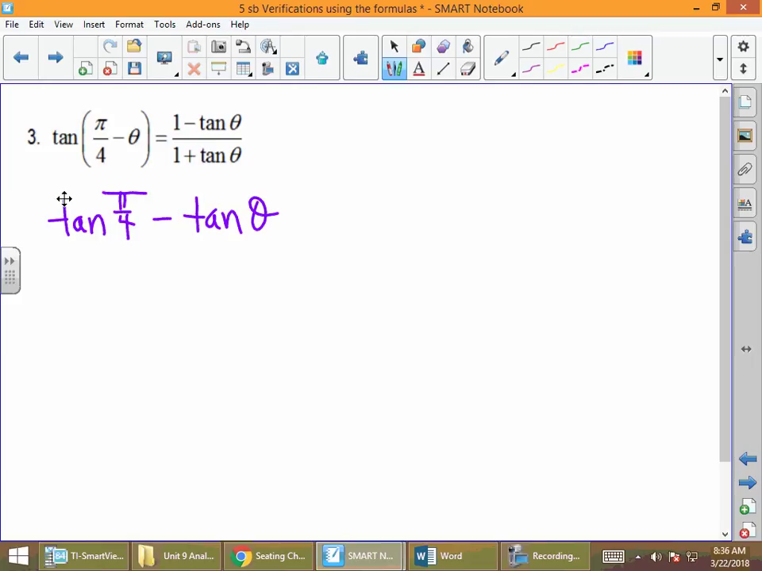So it's going to be minus here in the numerator, but then it's going to be 1 plus tangent of pi over 4 times tangent of theta.